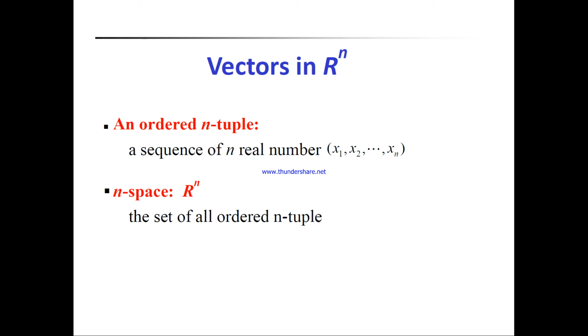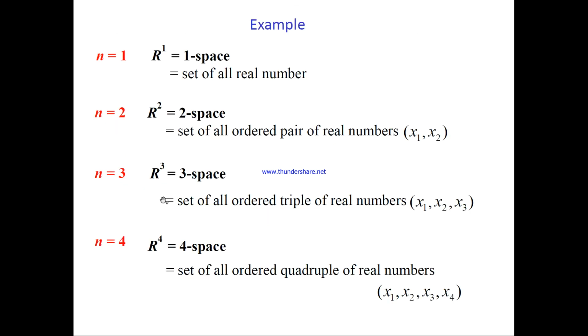Now if I talk about n-space, the set of all these ordered n-tuples becomes an n-space. So a set of all these ordered n-tuples is an n-space. Now when I say n equals 1, it means 1-space, which is the set of all real numbers.